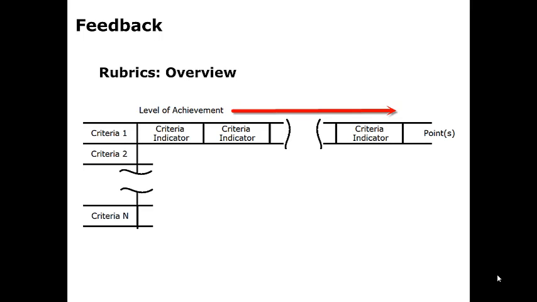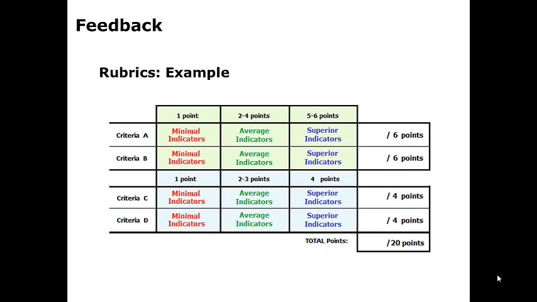Each row in the rubric represents a criterion, either grammar, structure, critical thinking, or the objectives. Each column represents a level of achievement. It can go from mediocre to absolutely fabulous. Here is an example of a rubric.